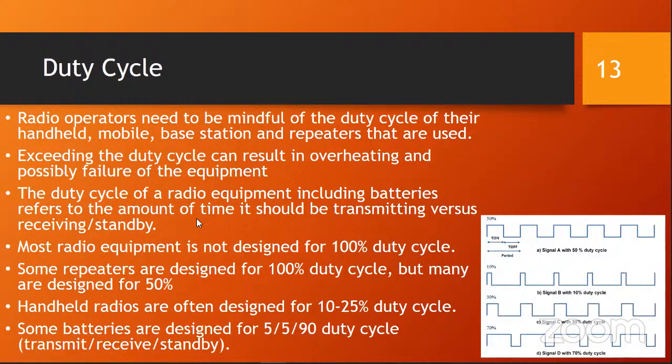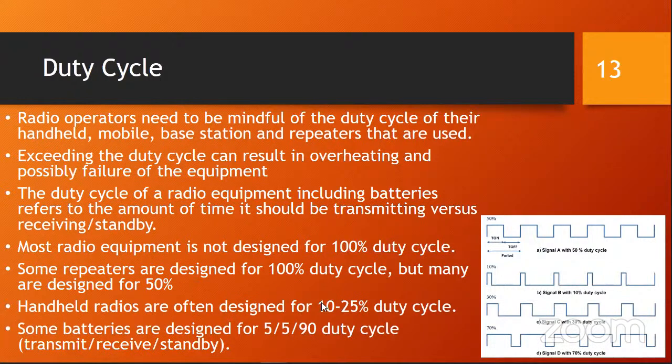Also, batteries have a duty cycle. So most radio is not designed for 100%. We said that. Some repeaters as well. You know, we're using a repeater, and you would think a repeater is automatically 100% duty cycle. Not necessarily. There are some repeaters that are designed for 50% duty cycle. It needs a little rest. So bear that in mind. Yes, a repeater. You're saying, what? A repeater? Not 100% duty cycle?